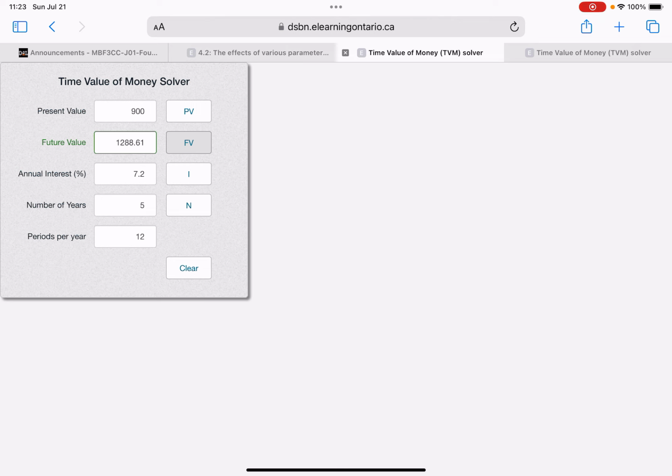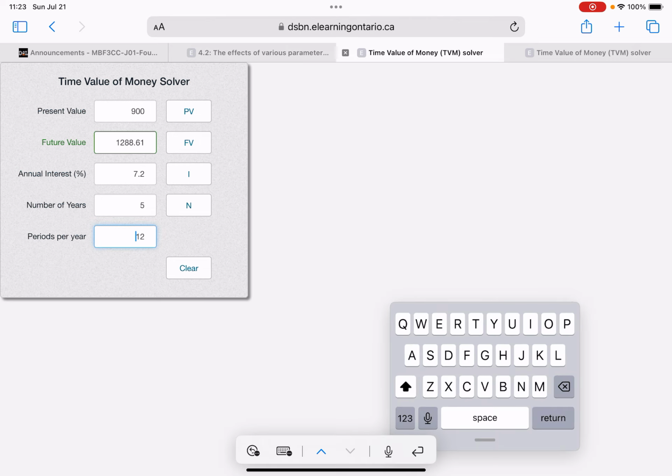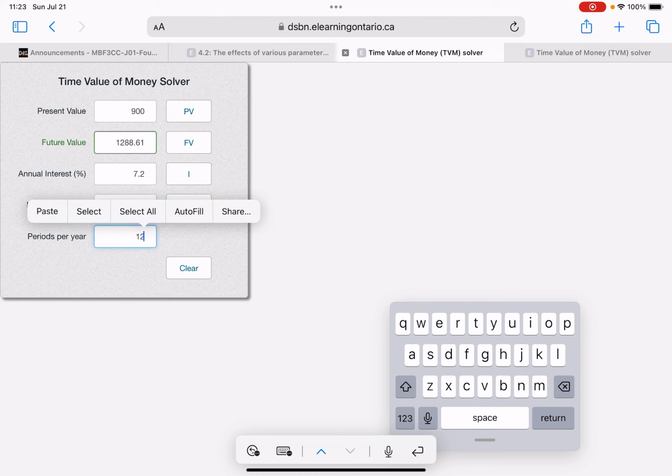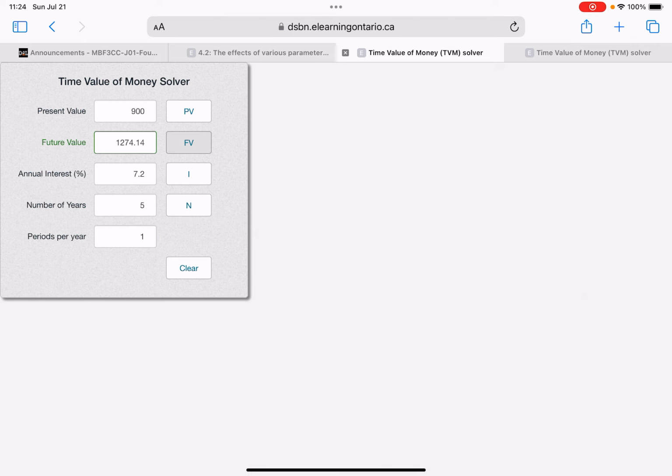Let's take a look and let's just change the pay periods, because that's one of your questions on your assignments. So what if I just did one compound per year, one annual compound? Let's see what the future value does. So it goes down a bit. Okay, so notice that the amounts aren't the same if you change the periods per year. You were at 1288, now you're at 1274.